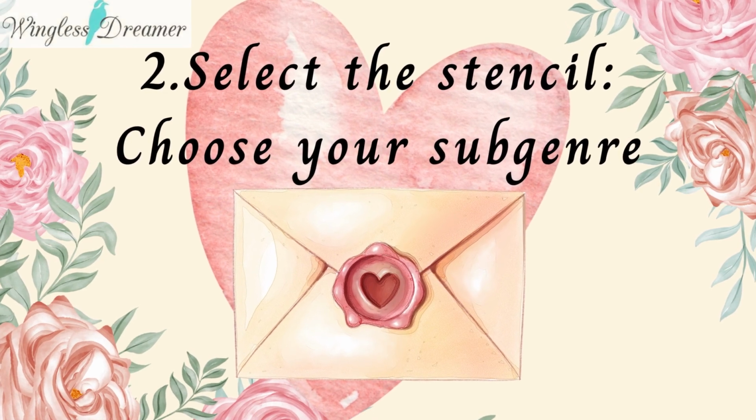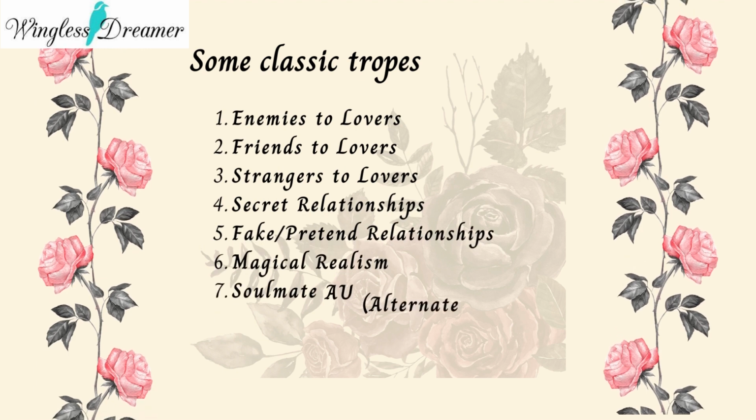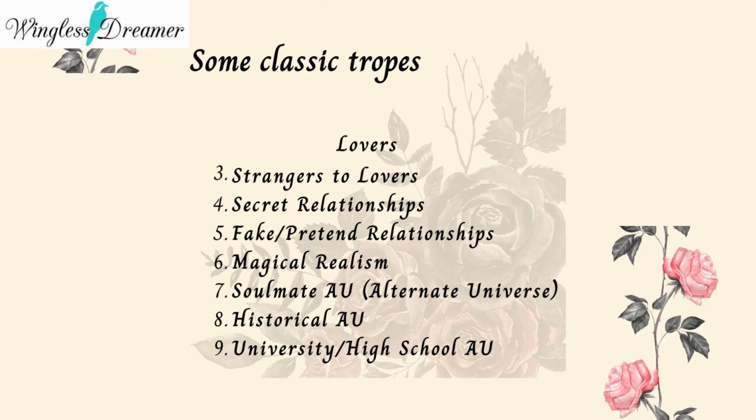Number 2. Select the stencil. Choose your subgenre. What makes your story unique? What's your fresh take on the classic and timeless arc of romantic novels? A slow burn enemies to lovers historical fiction will be radically different from a love at first sight contemporary romance. It is important to choose an appropriate subtrope as it will carry the weight of your story.